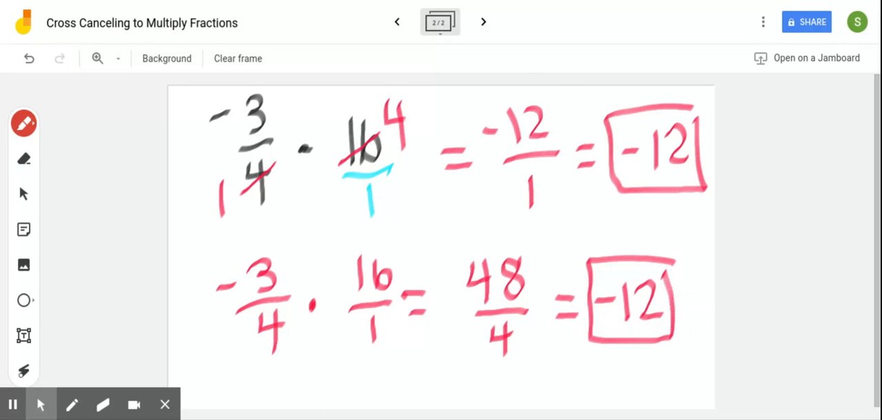But using numbers that are smaller, cross-canceling so the numbers are smaller, helps us to do the problem much more easily and also helps us to avoid making mistakes. So this is a method called cross-canceling, and it's a method that I strongly suggest you use.